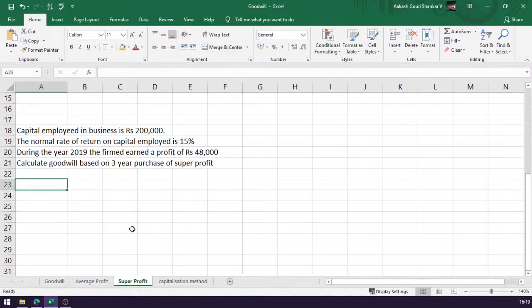So we have a question here. The capital employed in a business is rupees 2 lakhs. The normal rate of return on the capital employed is 15 percent.